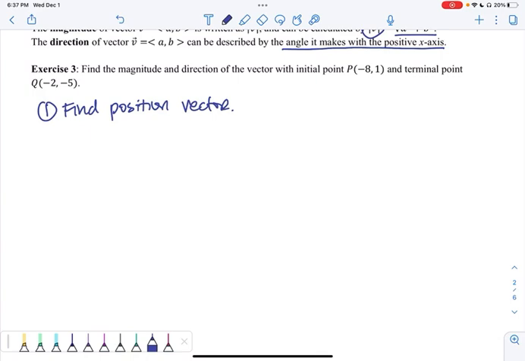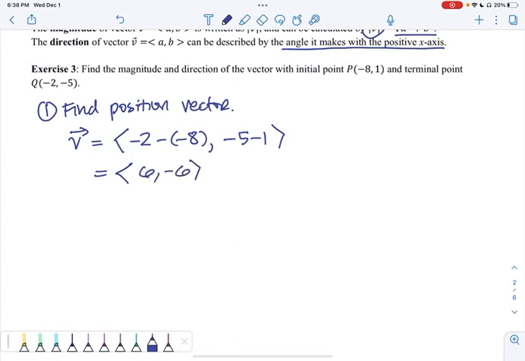So if I find the position vector, now we're pretty good at this. I'm going to name this vector v, and I'm going to say this is -2 minus -8, comma, and then the y, terminal minus initial y, so -5 minus 1. Simplify that, I get -2 plus 8 is 6, -5 take away 1 is -6. So there's my position vector.